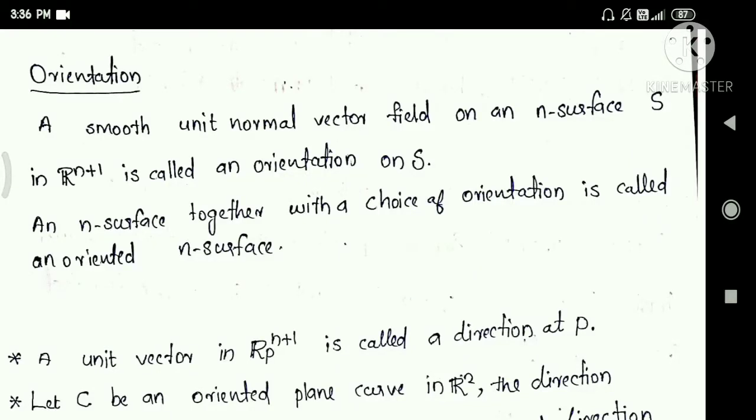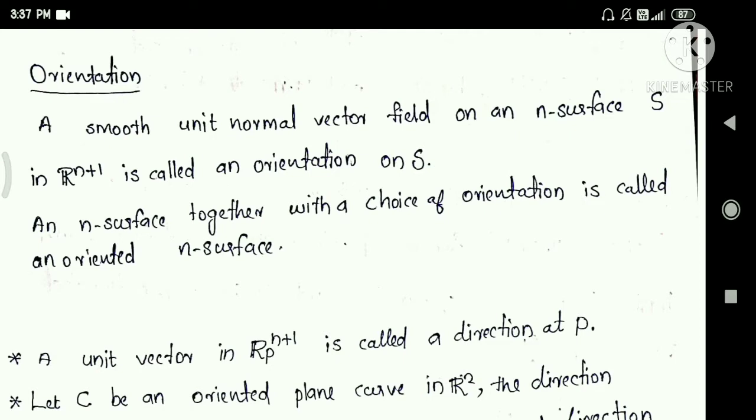Orientation on an n-surface in R^(n+1). The last theorem we discussed was about smooth unit normal vector fields on a connected n-surface. That is, if S is a connected n-surface in R^(n+1), then there exist exactly two smooth unit normal vector fields. If S is not a connected set, then we can't say anything about the existence of such fields.